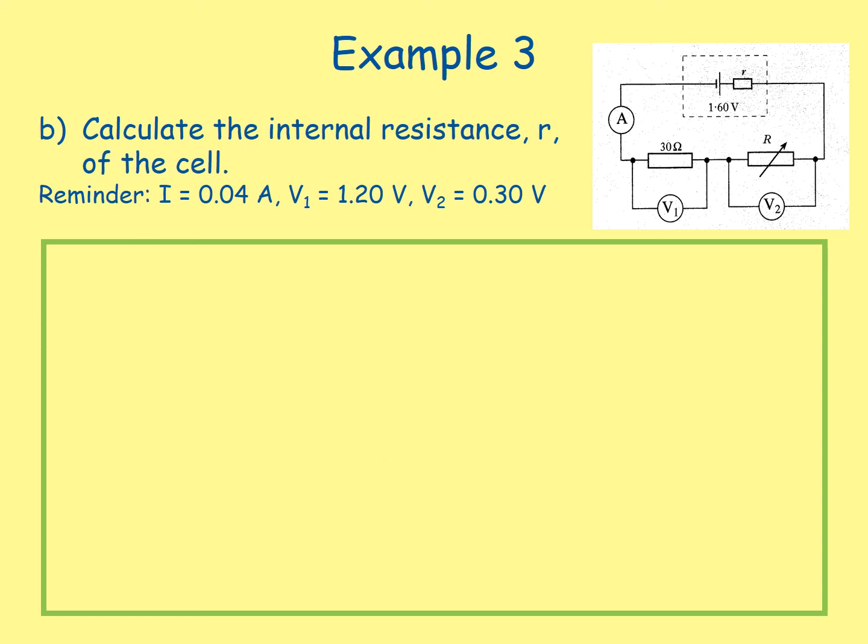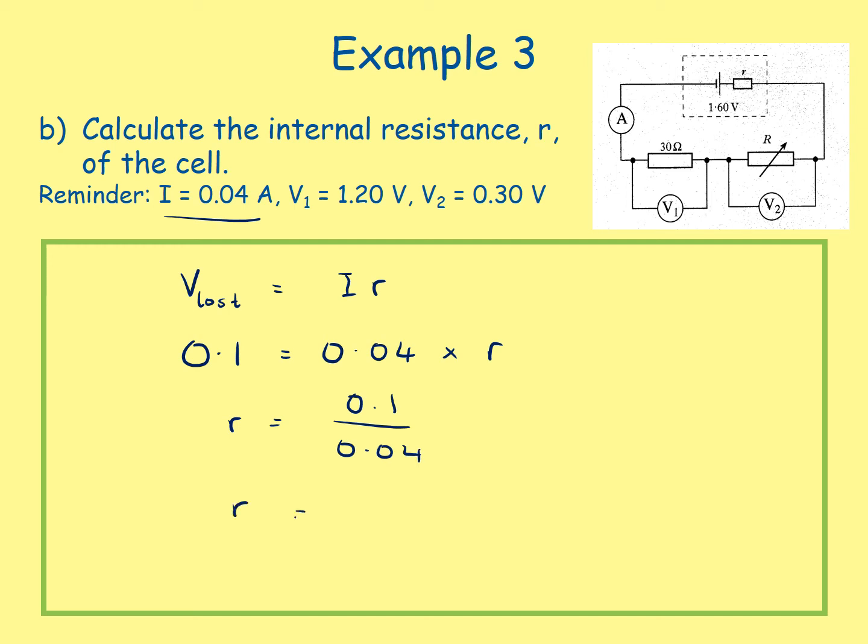Now we need to calculate the internal resistance of the cell. Remembering back, our lost volts is equal to our current times our internal resistance. So we can pop our number straight into this. We just worked out our lost volts, that was 0.1. Our current is given up here, that's 0.04 amperes, and we want to multiply that by our internal resistance. Rearranging, we get internal resistance equals 0.1 over 0.04, which gives us a final answer of 2.5 ohms.